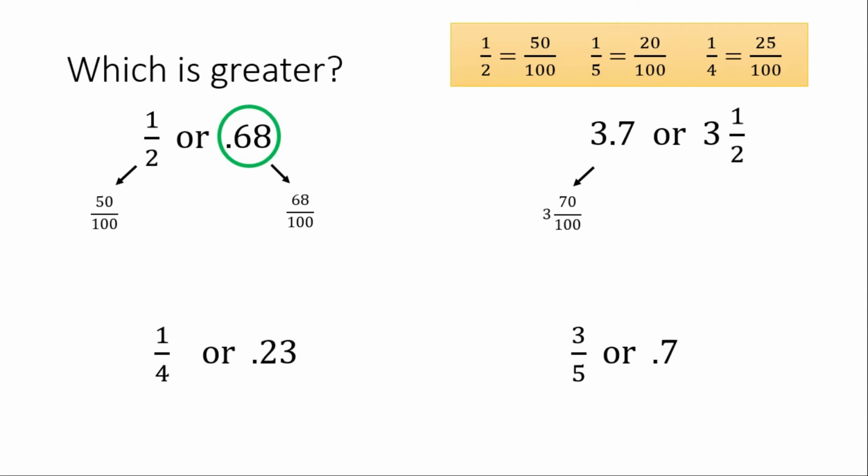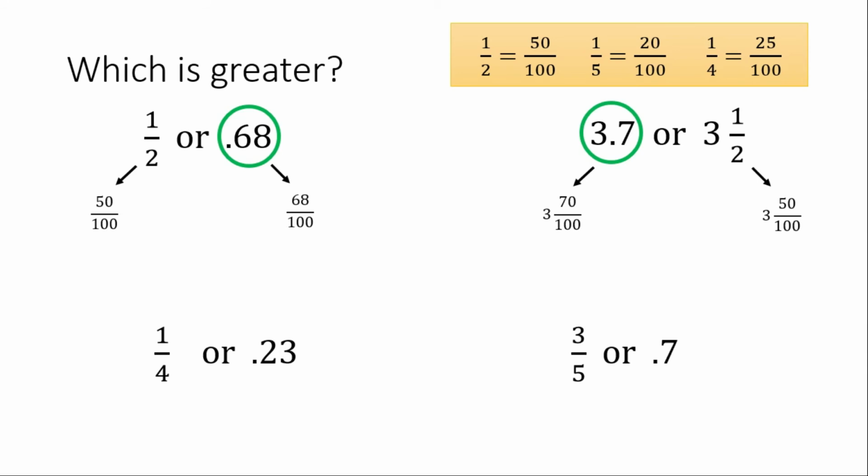What about 3.5? Well, we know that half is the same as 50 hundredths, so 3.5 is the same as 3 50 hundredths. Which is more? Well, they both have 3 for the wholes, but 70 hundredths is more than 50 hundredths, so 3.7 is more.